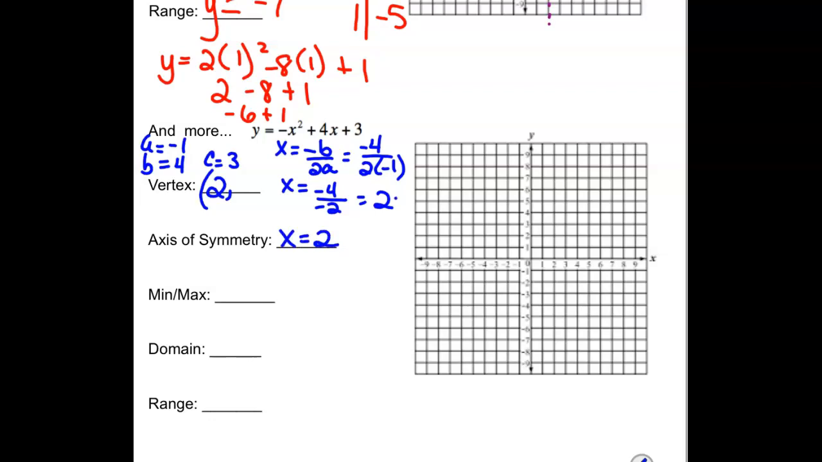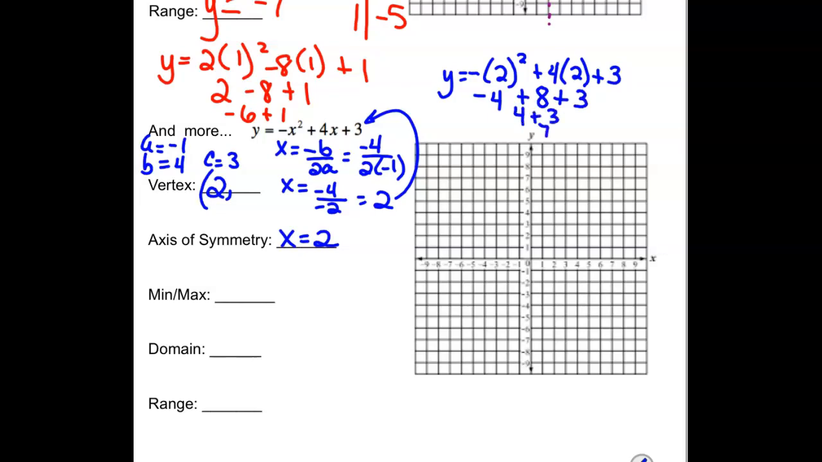To find our y value, we have to plug that in. So y equals the opposite of our x value squared plus 4 times our x value plus 3. 2 squared is 4. We want it to be the opposite, so -4. 4 times 2 is 8, plus 3. -4 plus 8 is 4. 4 plus 3 gets me 7. So my y coordinate of my vertex is 7. So let's plot the point 2, 7.